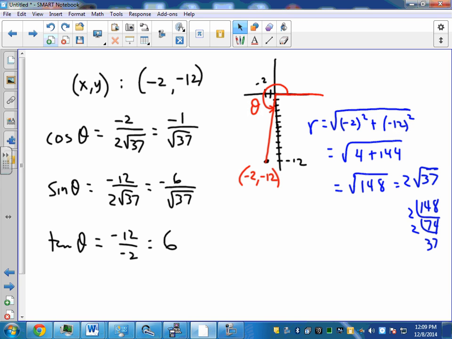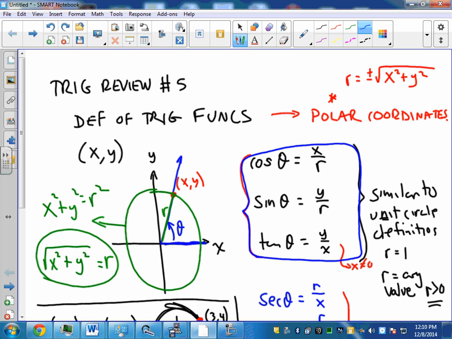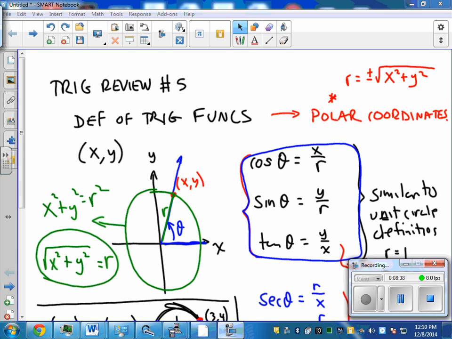Okay, so this is our third definition. We had the right triangle definitions, we have the unit circle definitions, and now we have this set of definitions for cosine, sine, and tangent that deal with any point in the xy plane. Okay, let me stop this piece here. I want to pick up on polar coordinates though, and I'll do that on video recording number 6.